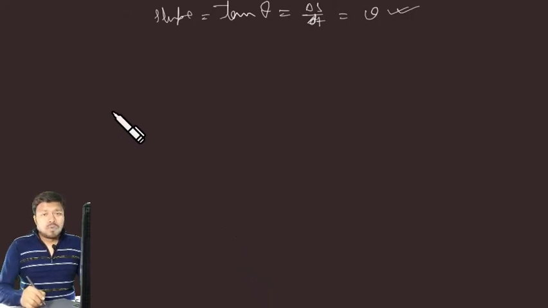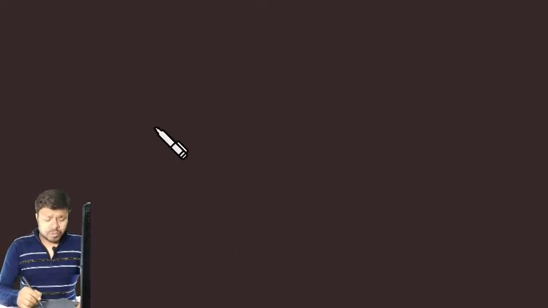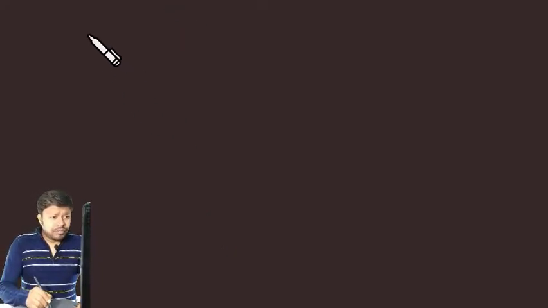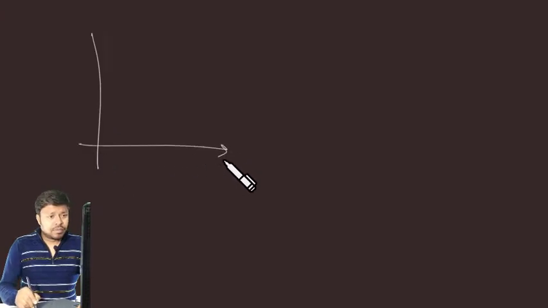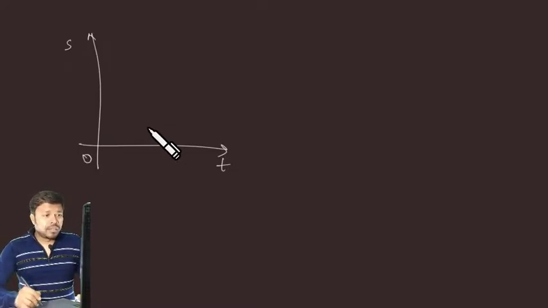Non-uniform velocity. What happens if the body has non-uniform motion? What happens then? If the body moves with non-uniform motion, the graph would look like something like this. Time T, displacement S, of course, the 0 here. The graph would look like something like this.